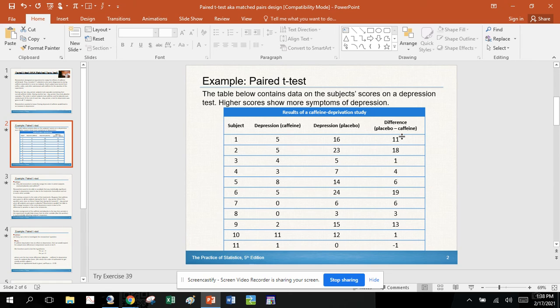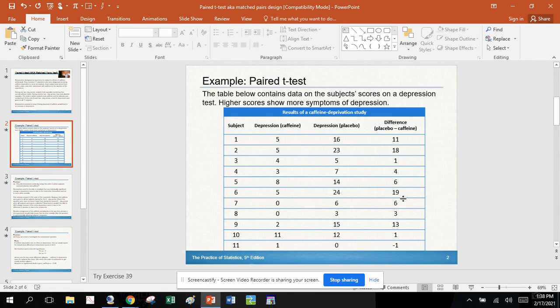Now, you can really calculate the difference either way as long as you're consistent. In this case, we decided to do the placebo minus the caffeine because we're thinking that without the caffeine, they're going to feel more depressed, and higher scores are going to show more symptoms of depression. So as you can see on the right here, we're getting a lot more positive values, which seems to indicate that without caffeine, that would basically increase your depression.